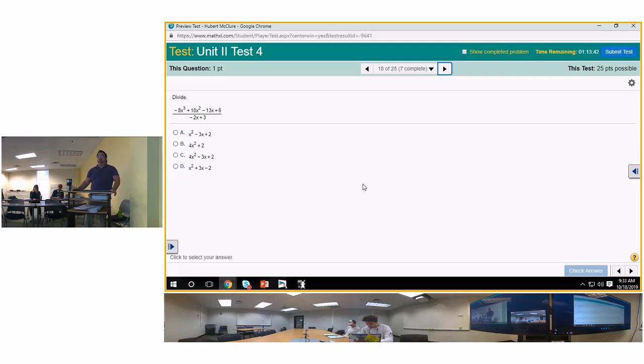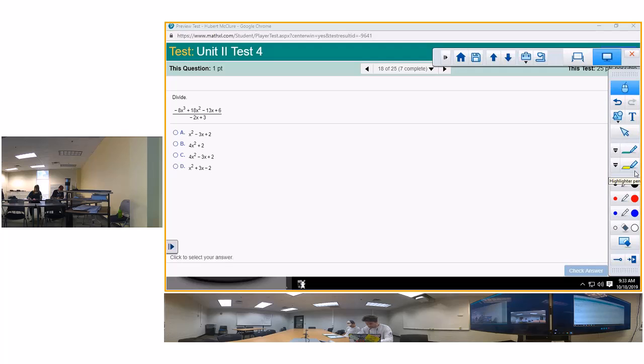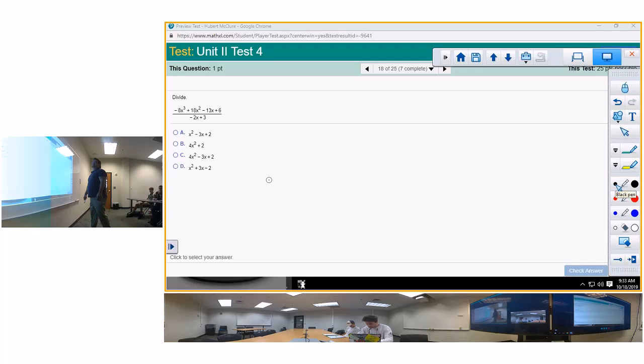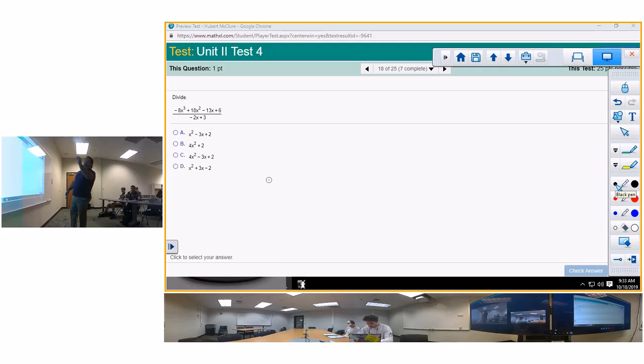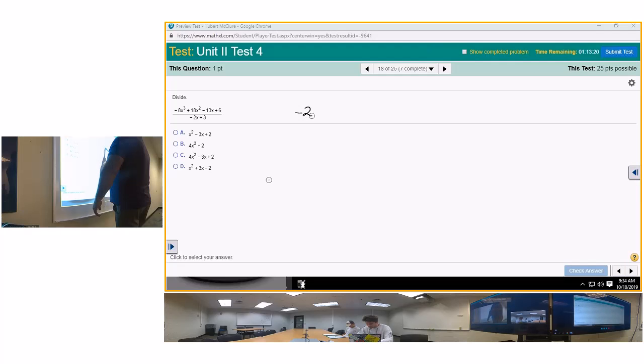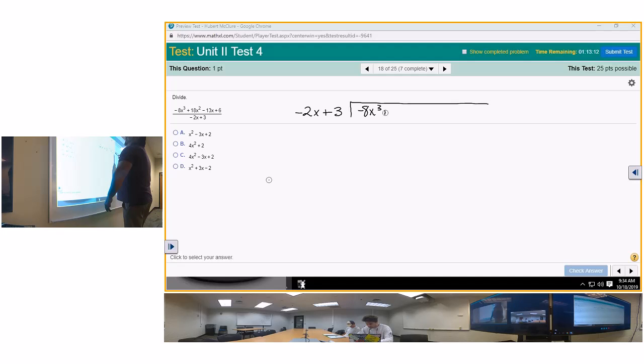Here we'll do this one. I'll write it on the board. Those of you that can see it, and not sitting in the back of the room, is anything missing? 3, 2, 1, 0, 1, 0. No. So you can just go ahead and start. Negative 2x plus 3 into negative 8x cubed plus 18x squared minus 13x plus 6.